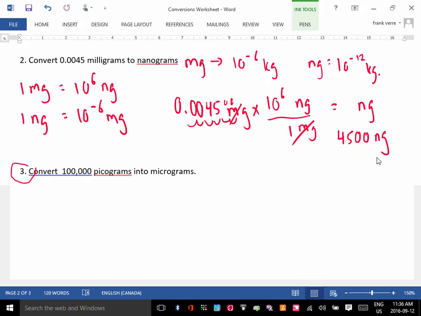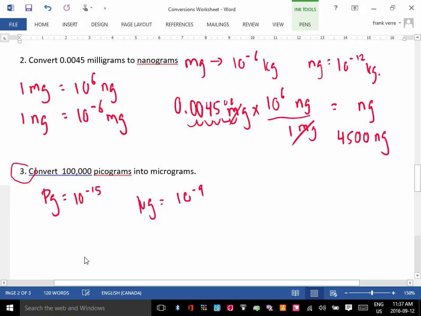Then we have picograms into micrograms. Nora, picogram, base unit of the kilogram. What is it? 10 to the what? 10 to the negative 15, using the kilograms as the base unit. Micrograms? 10 to the negative 9. So which one's bigger? Microgram. 1 microgram would be how many times bigger relative to a picogram? By the way, it's just a coincidence that our last 3 examples have to do with 10 to the 6.